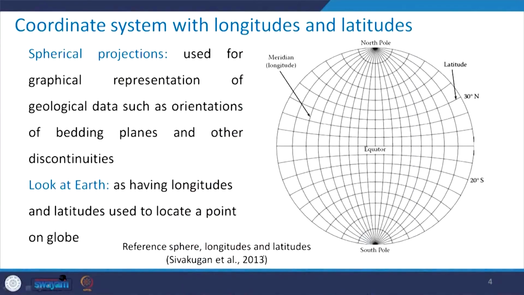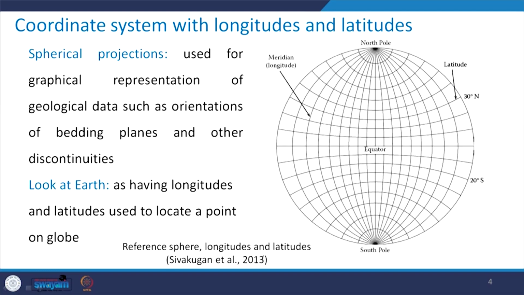Coming to the coordinate system with longitudes and latitude. So we will make use of these spherical projections for the graphical representation of the geological data. What do we mean by that geological data? That means that it is the orientation of the planes or any discontinuity. It can be faults, folds, anything. It can be a slope face as well.